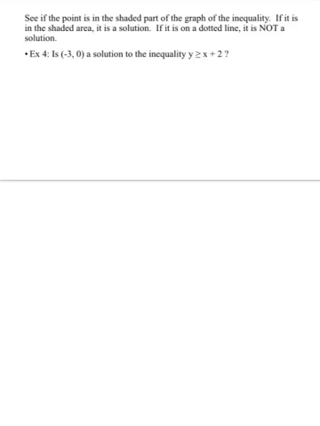Okay? It says, see if the point is in the shaded part of the graph of the inequality. If it is in the shaded area, it is a solution. If it is on a dotted line, it is not a solution. So again, you can check this by plugging in or by looking at the graph. They're asking you here to look at the graph, not to just plug in. Okay, so we are going to graph y is greater than or equal to x plus 2, and then graph the point (-3, 0), and see if it's in the shaded area or not.